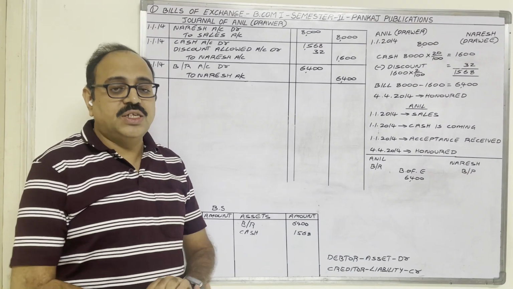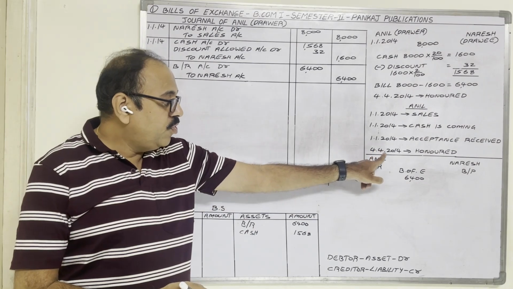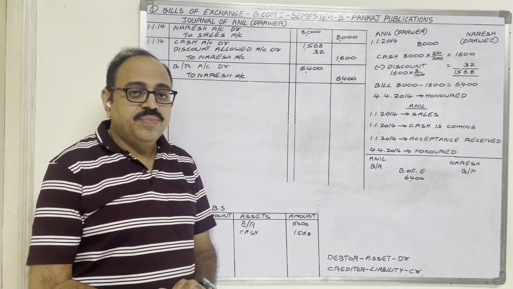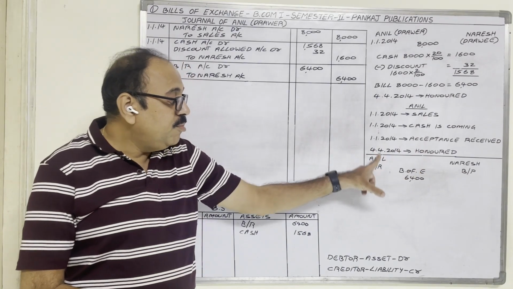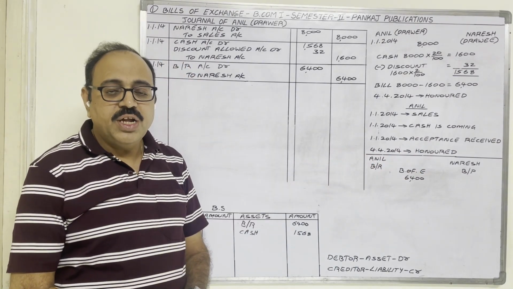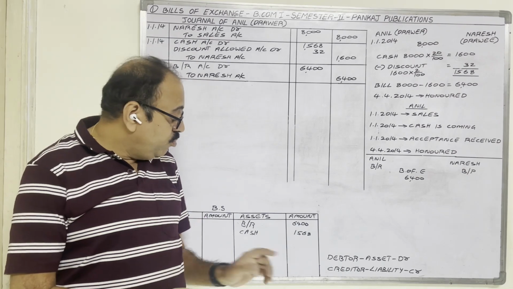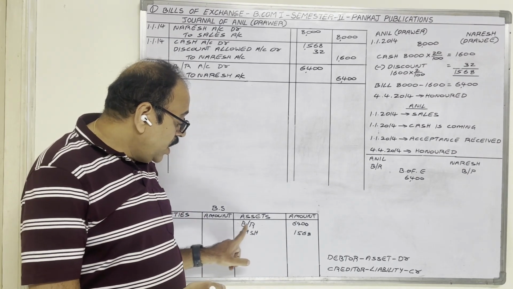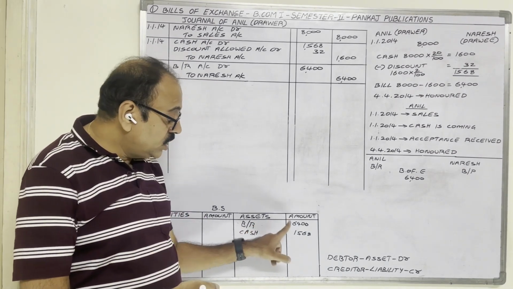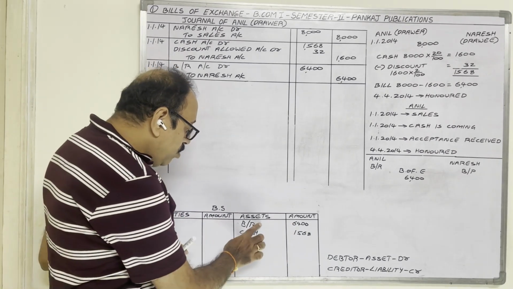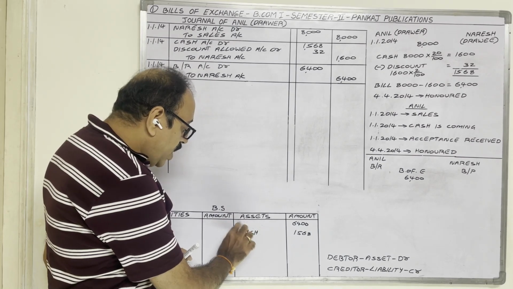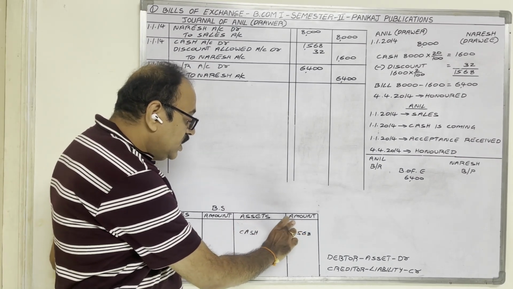Now come to the last entry. On due date 4th April, bill is honored. Anil went to Naresh and Naresh paid the bill amount to Anil. For that we have to write the journal entry now. In books we wrote that on Naresh we wrote a bill, on that 6,400 should come. Now money came. Means there is no bills receivable with us. We have to cancel bills receivable.